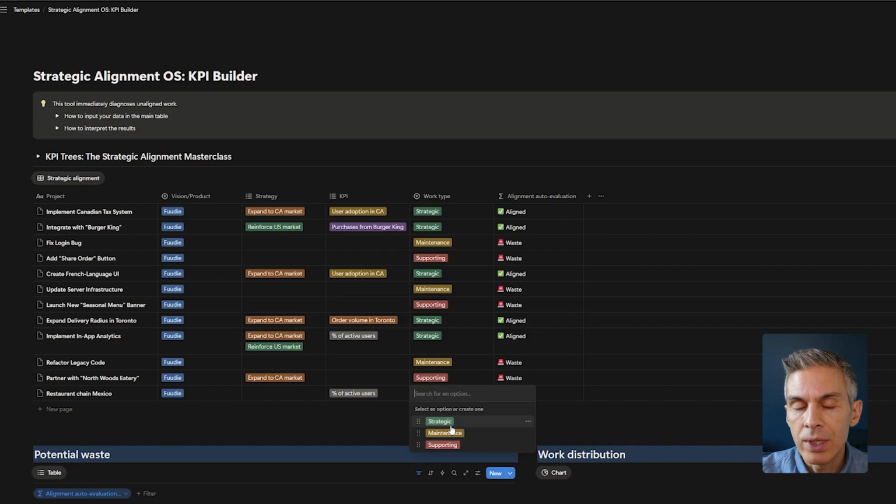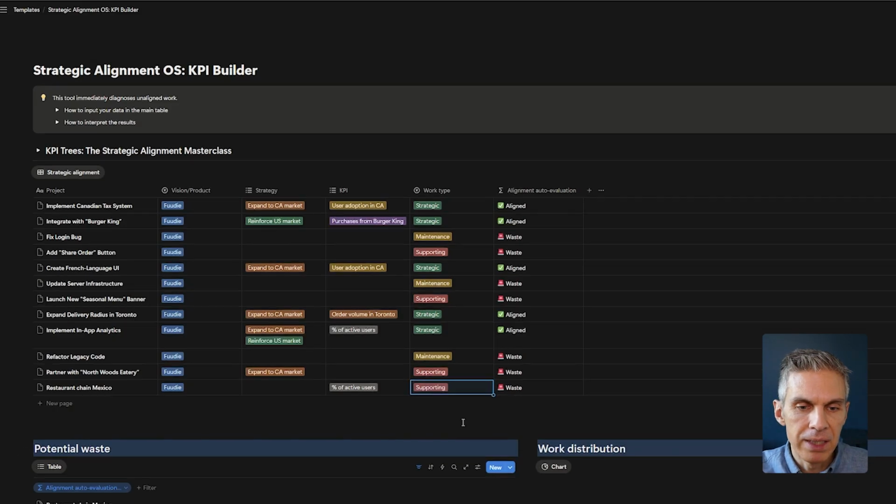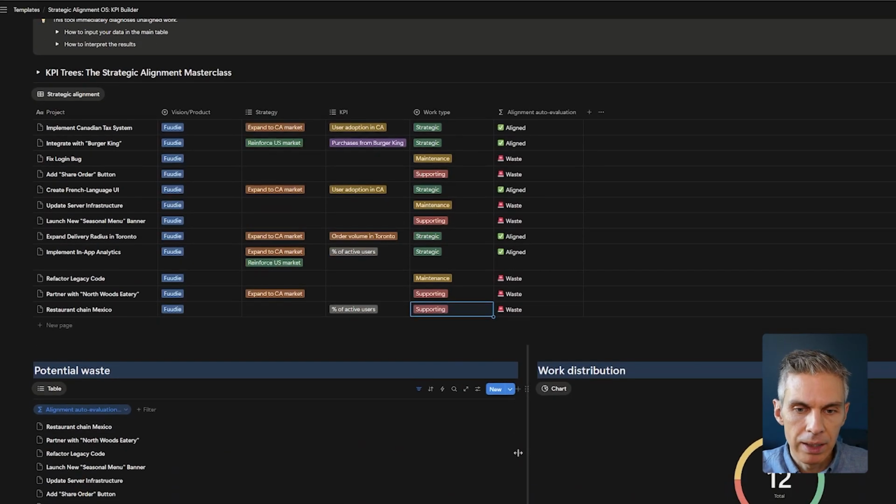But I like to do this because then I have a visualization of how much of my work is actually being strategic or not. And I would say that this is not strategic because it's not moving any of my high-level goals forward. It's not maintenance because I don't need to do this in order to keep the product running because, well, it's a food delivery app. Adding a new restaurant chain is not work needed to keep it running. This is supporting. And that would be the way that I would label it now.